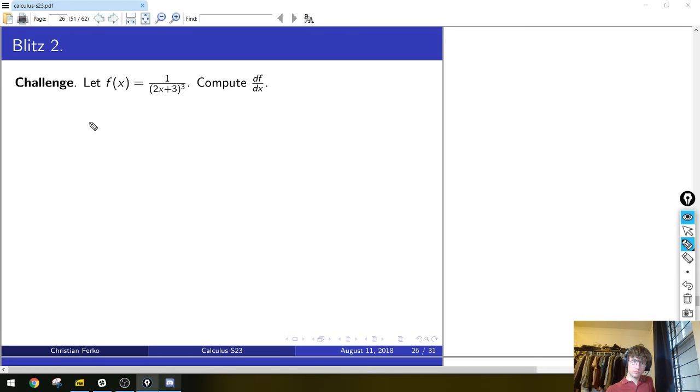I guess start by bringing, within f of x, we bring our 2x plus 3 to the power of 3 to the top to get 2x plus 3 to the power of negative 3. Good. So 2x plus 3 to the power of negative 3, and we proved that the power rule works for negative exponents, so we are still kosher. Alright, what's next?